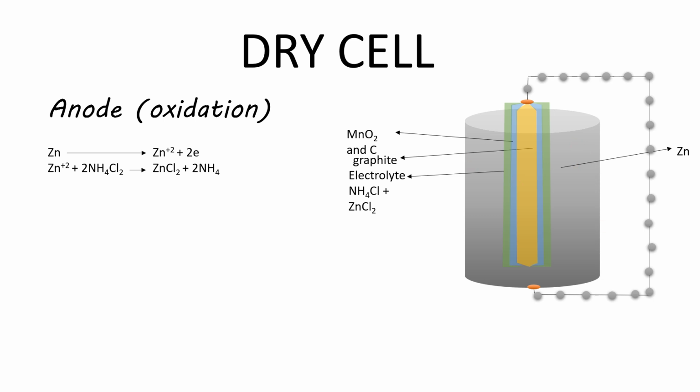Now, let's talk about the sum. We know that this zinc ion will be cancelled with this zinc ion, and we will be left with the product, that is zinc plus 2NH4Cl, which will transform into ZnCl2 plus 2NH4 and 2 electrons.